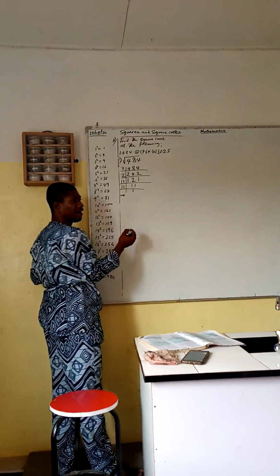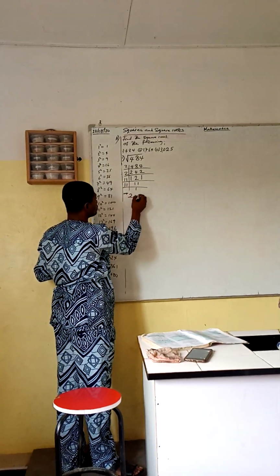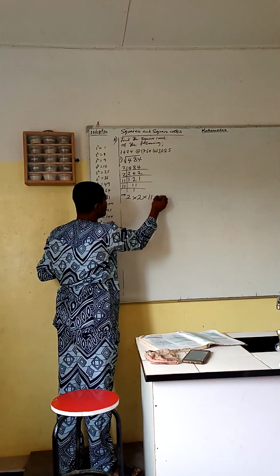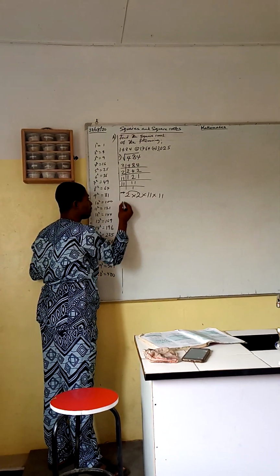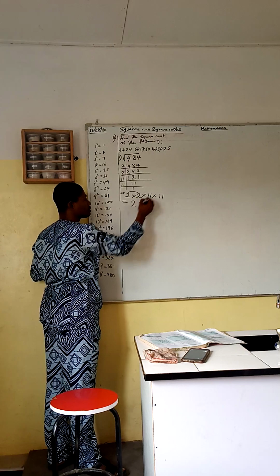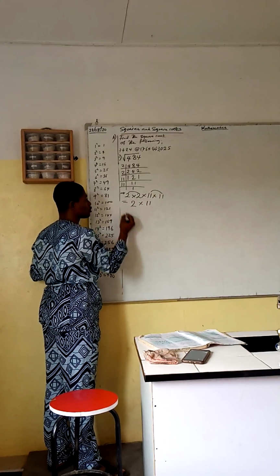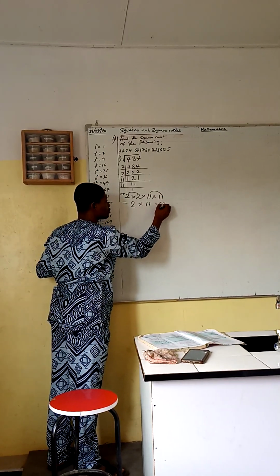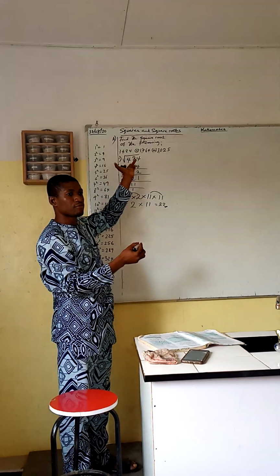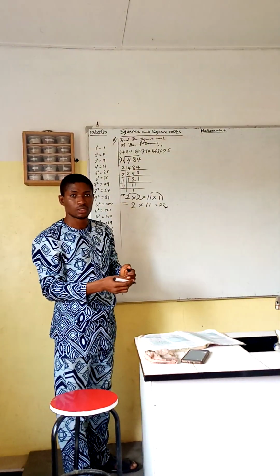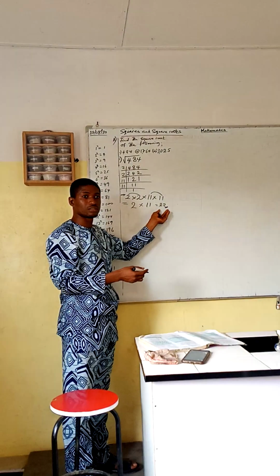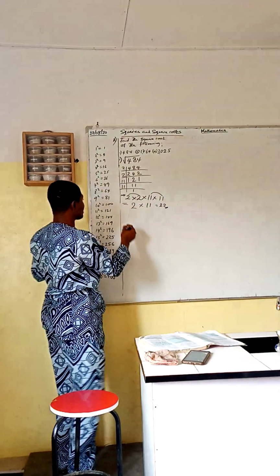So the factors will give us 2 times 2 times 11 times 11. This has a pair, so our answer will be take one of it, 2, times this has a pair, 11. So 2 times 11 is 22. So the square root of 484 is 22. The square of 22 is 484.